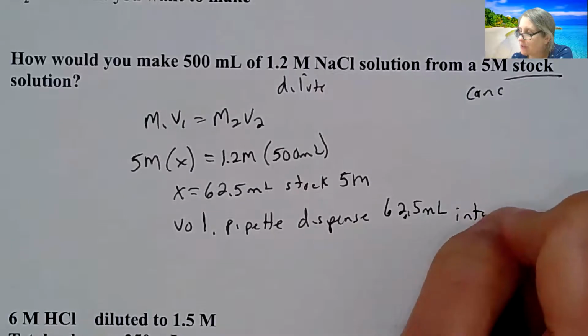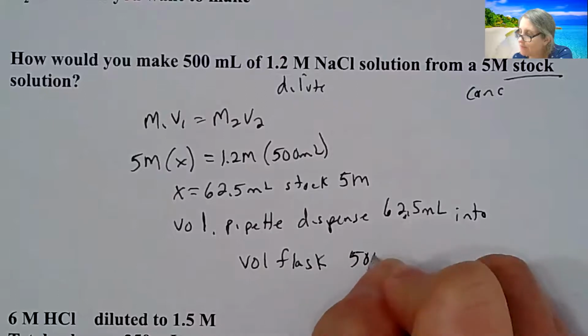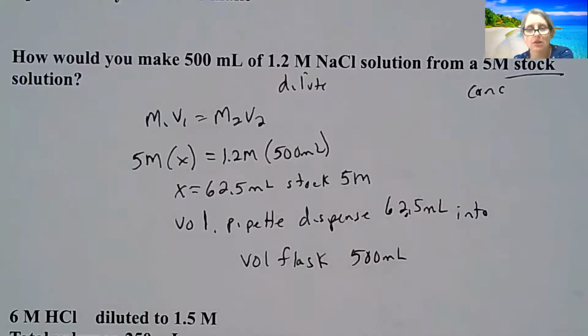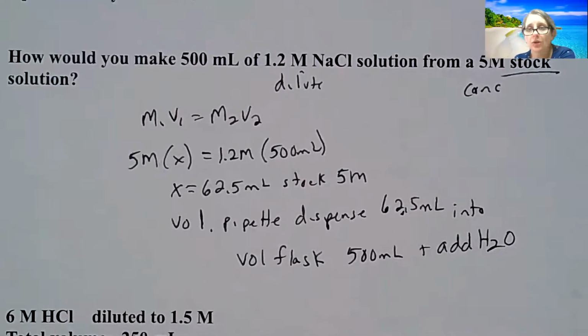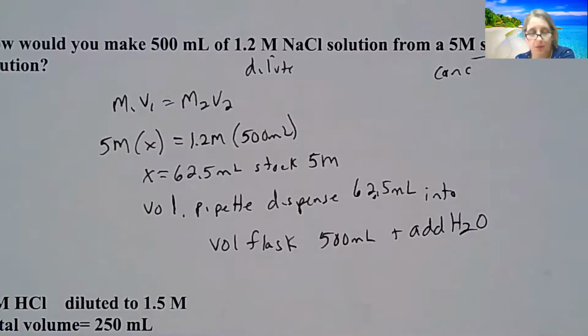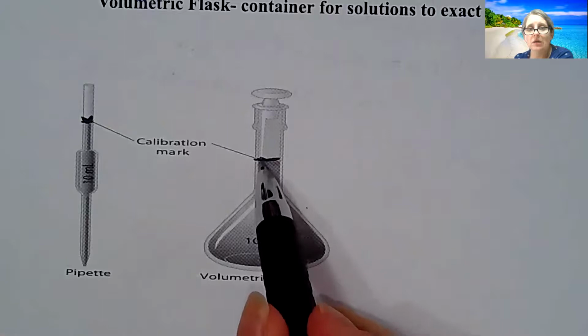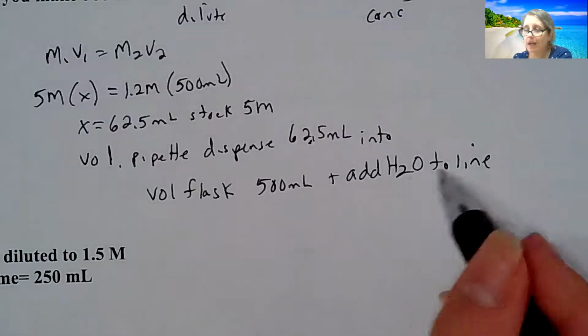So we're going to take that volume, we're going to dispense it into a volumetric flask, and the volumetric flask is going to be 500 milliliters, okay? Now, what was not described to you is, well, once I put that 62.5 milliliters in there, what else do I need to do to it? Well, I need to add water to complete the dilution, okay? Now, I want you to be more specific. I want you to say you add water to the line, okay? So going back to what we just talked about, you're going to add water until the meniscus hits the bottom of that calibration mark, okay? You're going to add water to the line.